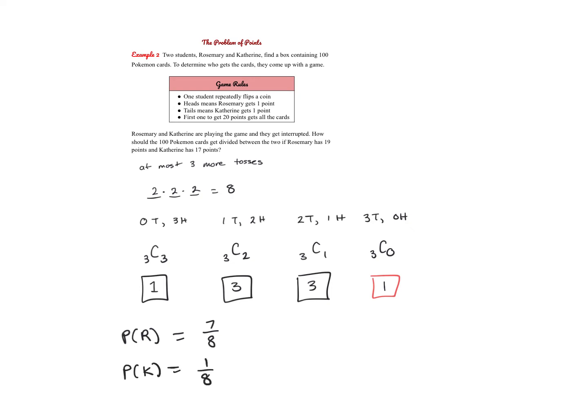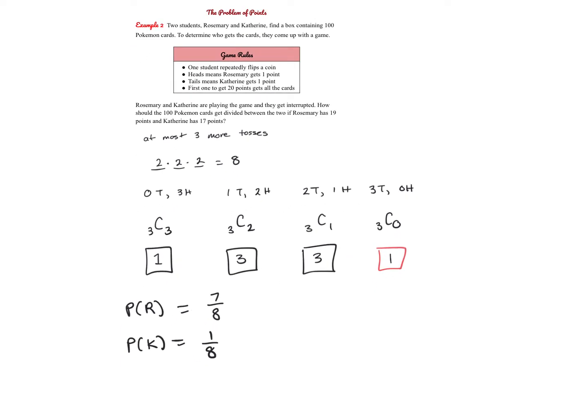So since we know the probability that they would win the game, we can take that and multiply it by the number of cards that we have to determine what percentage of the cards they should get. So this is essentially saying that Rosemary should get 7/8 of the cards, and Catherine should get 1/8 of the cards. Now if Rosemary would get 7/8 of the cards, that would mean that she gets 87.5 cards, so 7/8 of 100, and that would mean that Catherine would get 12.5 cards.